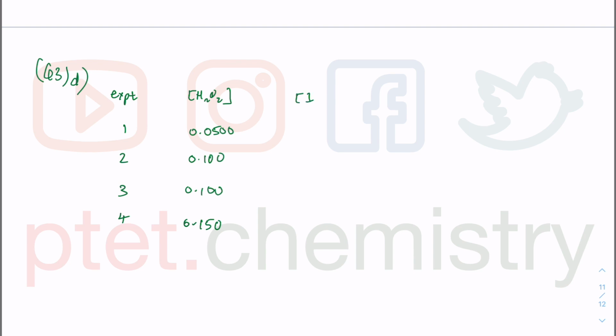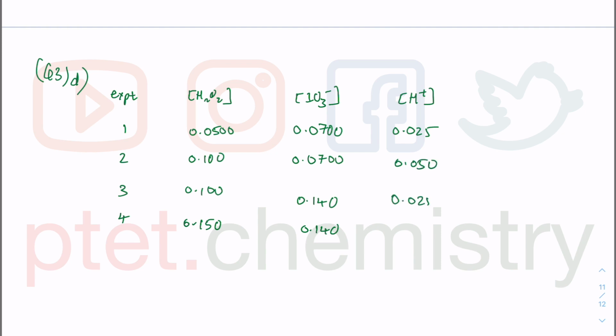Which of course I can get from scratch. They're just numbers which you could interpret as coming from anywhere. And I am not showing the question paper, just so we are clear. And there's H plus 0.025, 0.050, 0.025, 0.025. And this is rate, initial rate, 1.47 times 10 to the minus 5, 2.94 times 10 to the minus 5.